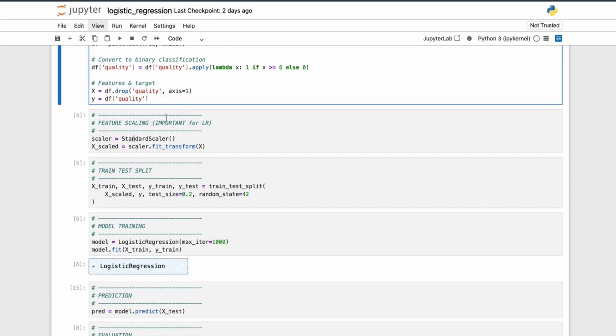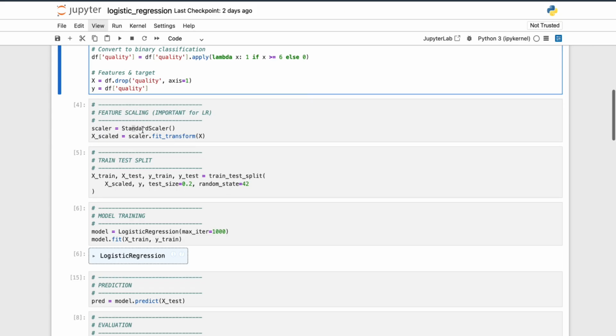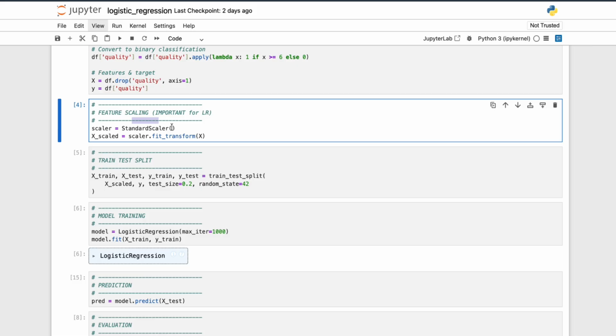Next, I separated the dataset into features and target values. The feature matrix X includes all chemical measurements such as acidity, alcohol level, sugar, pH, while the target Y contains the binary quality labels. Before training the model, I applied feature scaling using standard scaler. This step is very important for logistic regression because the algorithm performs better when all input features are on a similar scale. For example, alcohol percentage and residual sugar can have different ranges, so scaling helps normalize them.